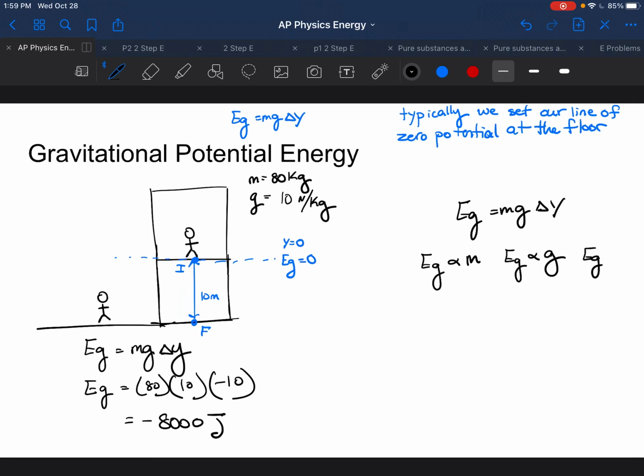And likewise, that is proportional to that delta y. So the greater you are above wherever you have chosen to set your point of zero potential, the more energy you will have. Again, typically we use the floor. That's not a hard and fast rule. It's just typically a good recommendation.